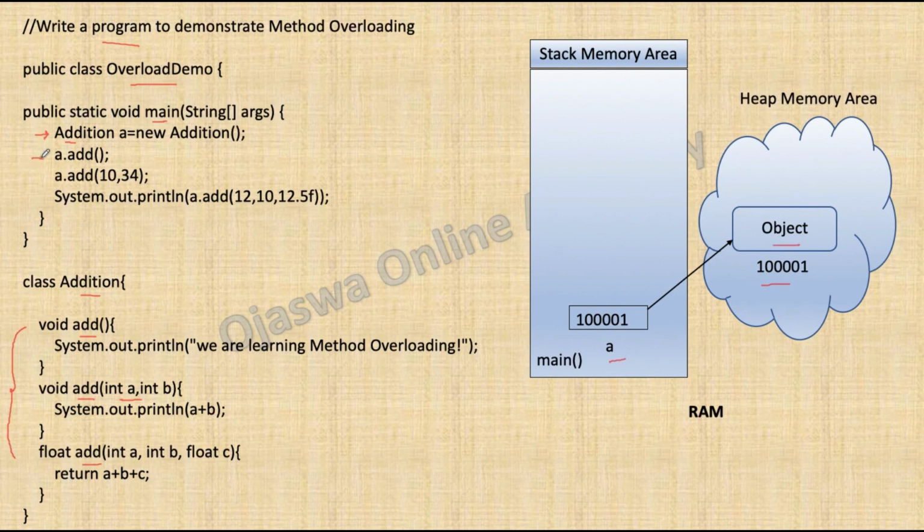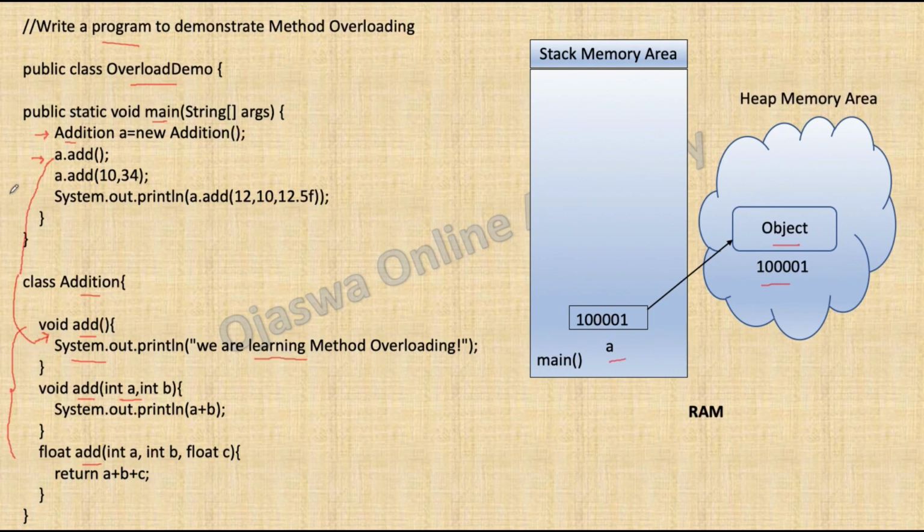Now the next statement is a.add. We are calling the add method on object A. As soon as the interpreter finds the method call, control of execution will go to the method definition, the add method with no parameters, and the code inside the add method is executed. That is system.out.println, "We are learning method overloading." This statement will be printed to the console.